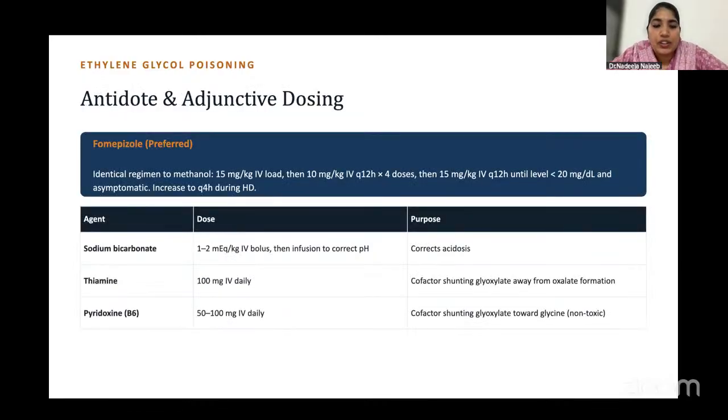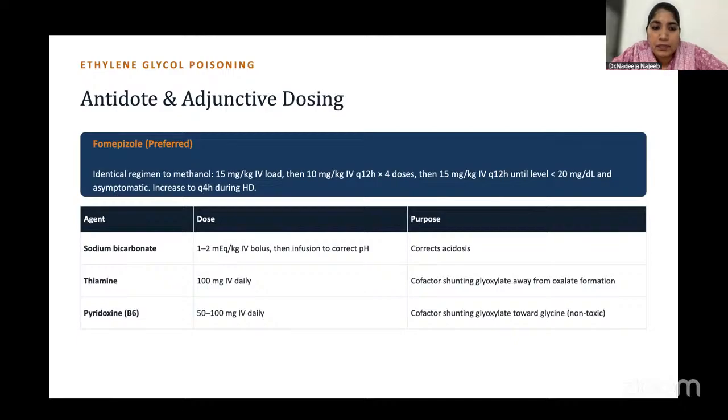How do you use the antidote? The antidote dosage is same as that in methanol. You start fomepizole at a dose of 15 milligram per kilogram IV loading, followed by 10 milligram per kilogram IV every 12th hourly for 4 doses, then 15 milligram per kilogram IV 12th hourly until the level is less than 20 milligram. If you are initiating hemodialysis, increase the frequency to 4th hourly.